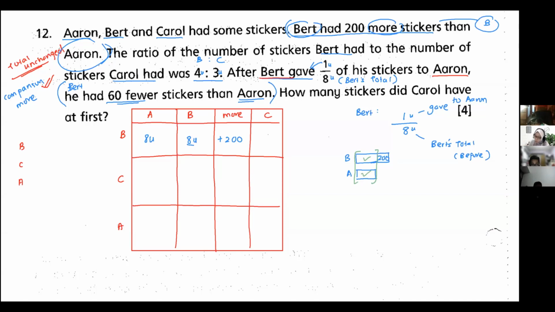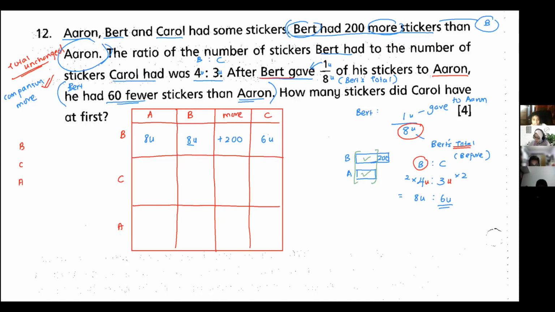Okay. Now let's move on to the next one. You have 4 is to 3, Bert is to Carol. So now if you look at this information, Bert's total is actually 8 units. So this one is supposed to be 8 units. So what do we have to do there? In this case, your 4 units you must times 2. Here must also times 2. Equals to 8 units is to 6 units, like that. Okay, so Carol is 6 units, right?